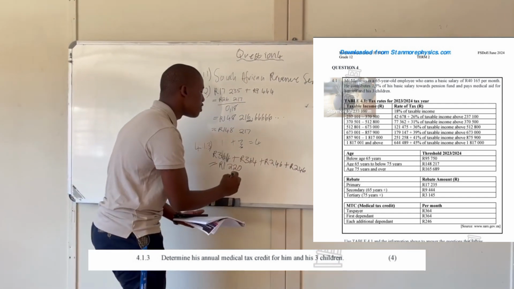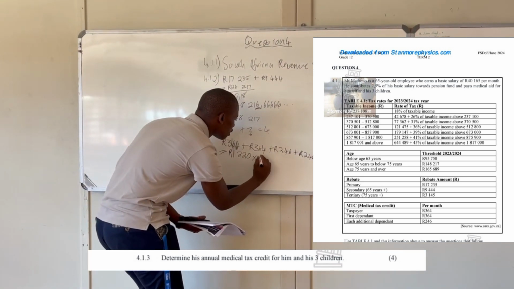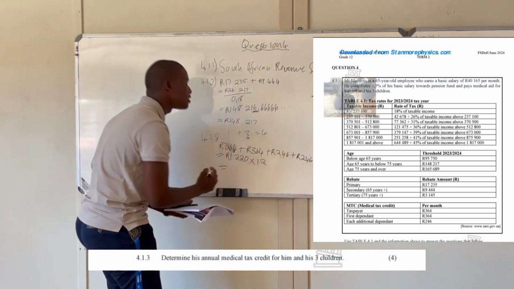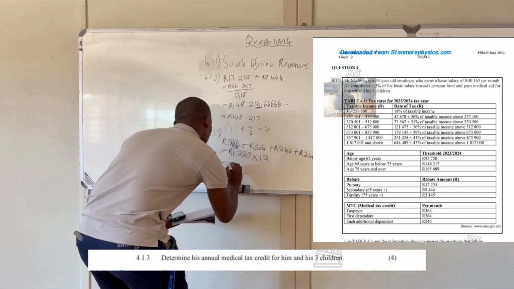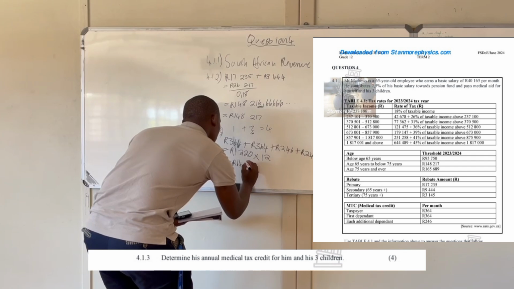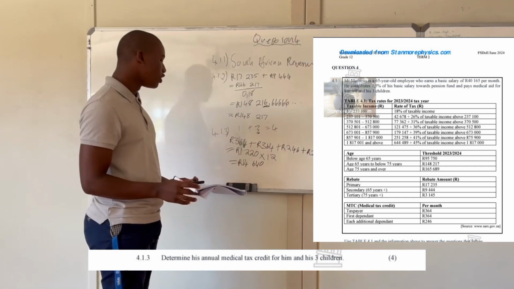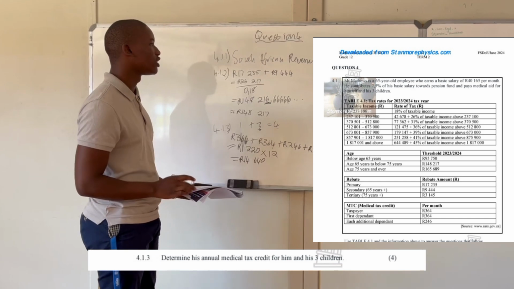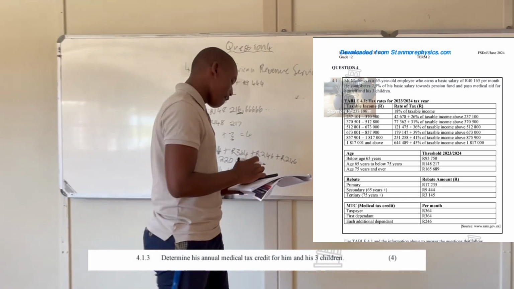1,220 of this, and then since it's per month, we're going to multiply it by 12, because the question says they want annual medical credits, right? And then we're going to get 14,640. We're going to get 14,640 on this question, right?